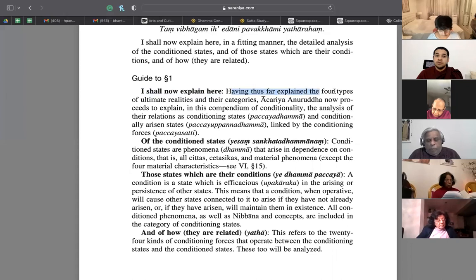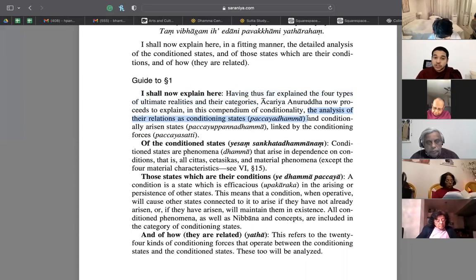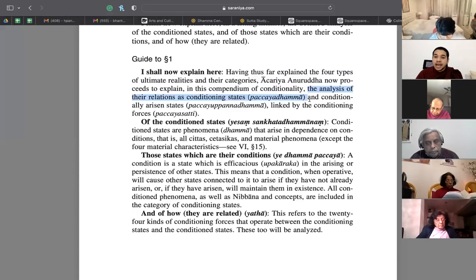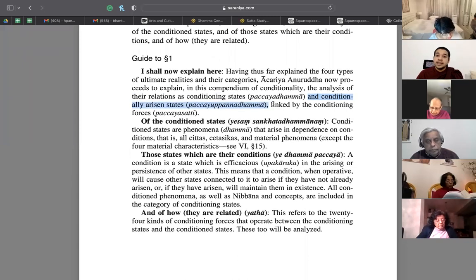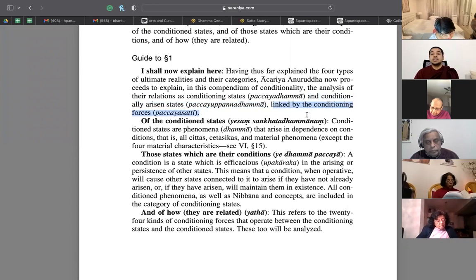Guide to verse 1. Having thus explained the four types of ultimate realities and their categories, Acharya Anuruddha now proceeds to explain in this compendium of conditionality the analysis of their relations as conditioned states, Paccaya Dhamma, and the conditionally arisen states, Paccayuppanna Dhamma, linked by conditioning forces, Paccaya Sati. Right? Paccaya Sati.